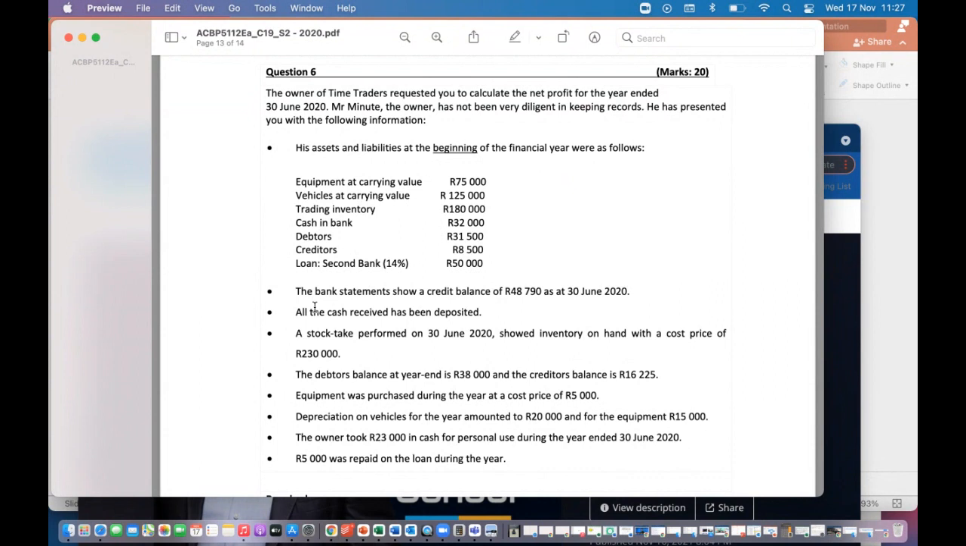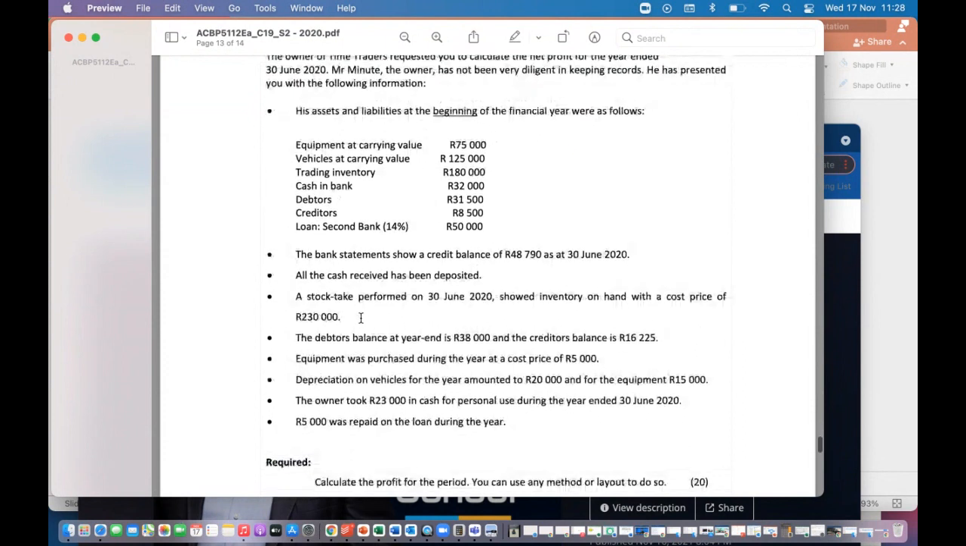Then it goes on to say, bank statements show a credit balance of 48,790. Credit balance means that on this bank statement, the bank is in the negative, and that's on 30 June 2020. So our bank account is now in the negative. At least it was in the positive at the beginning, but now it's in the negative. All the cash received has been deposited.